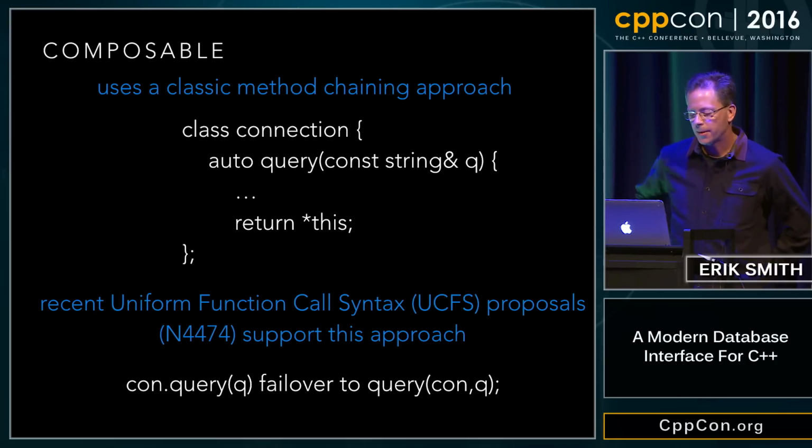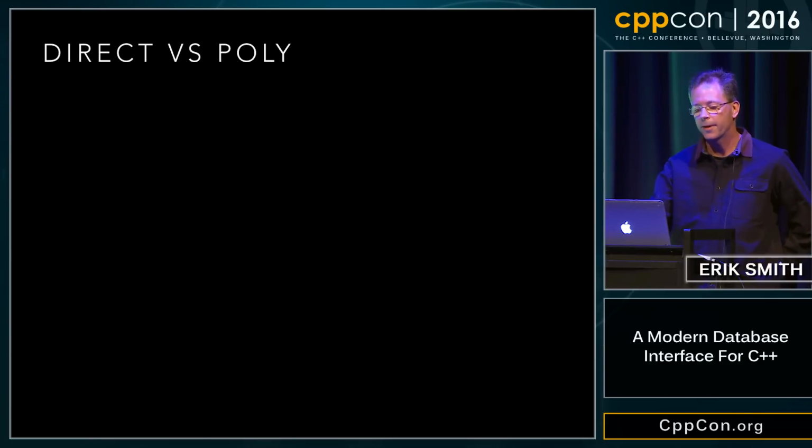Now this hasn't made it into the standard, but Jardim himself has supported that proposal. And that's a proposal where if a method call fails to resolve, it will call a non-member function. So you can retain the chaining call and not have to have everything be a member function, although most of the ones in this core interface are.